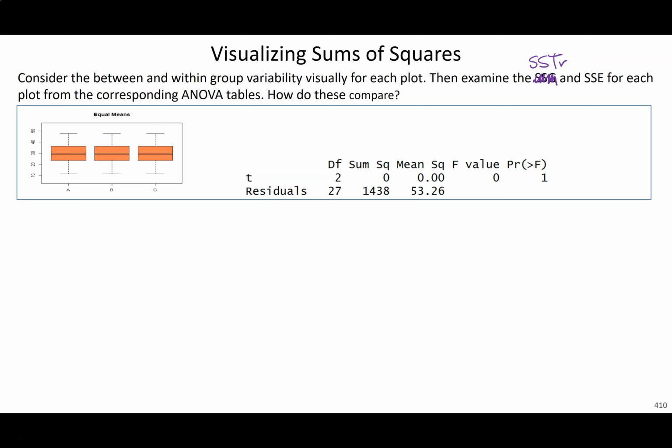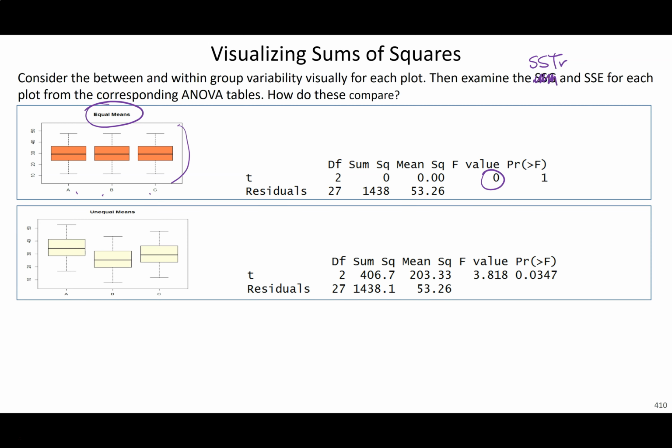So how do they compare? Here, this is a giveaway: equal means. So we know that they have equal means. And not only that, they have equal variability. A, B, and C are all the same. So you end up getting an F statistic of 0 because they're identical to one another. So these means are exactly the same.